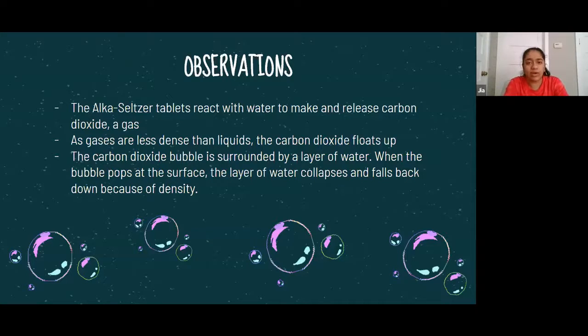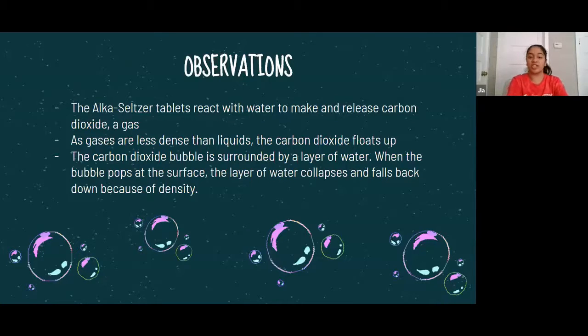But these carbon dioxide bubbles are surrounded by a layer of water. So when the carbon dioxide bubbles reach the surface and pop to escape into the atmosphere, the layer of water which surrounded the bubble falls back down. The water bubble falls back down because of its density, as it is denser than oil. It is heavier and therefore sinks. It also does not mix with the oil because of its difference in polarity.